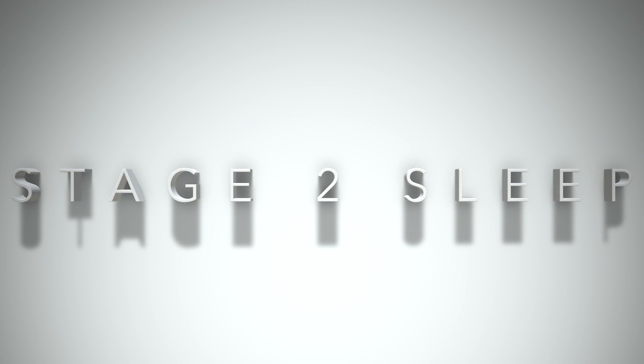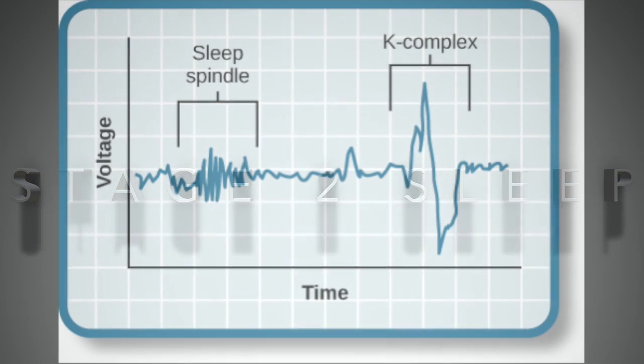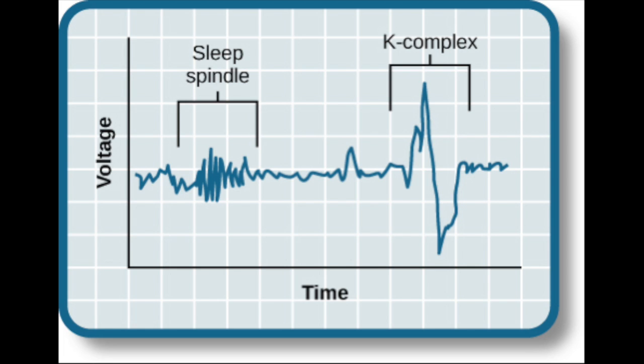As the body moves into stage 2 sleep, the body goes into a state of deep relaxation. Theta waves still dominate the activity of the brain, but they are interrupted by brief bursts of activity known as sleep spindles. For those who don't know, a sleep spindle is a rapid burst of higher frequency brainwaves that may be important for learning and memory.